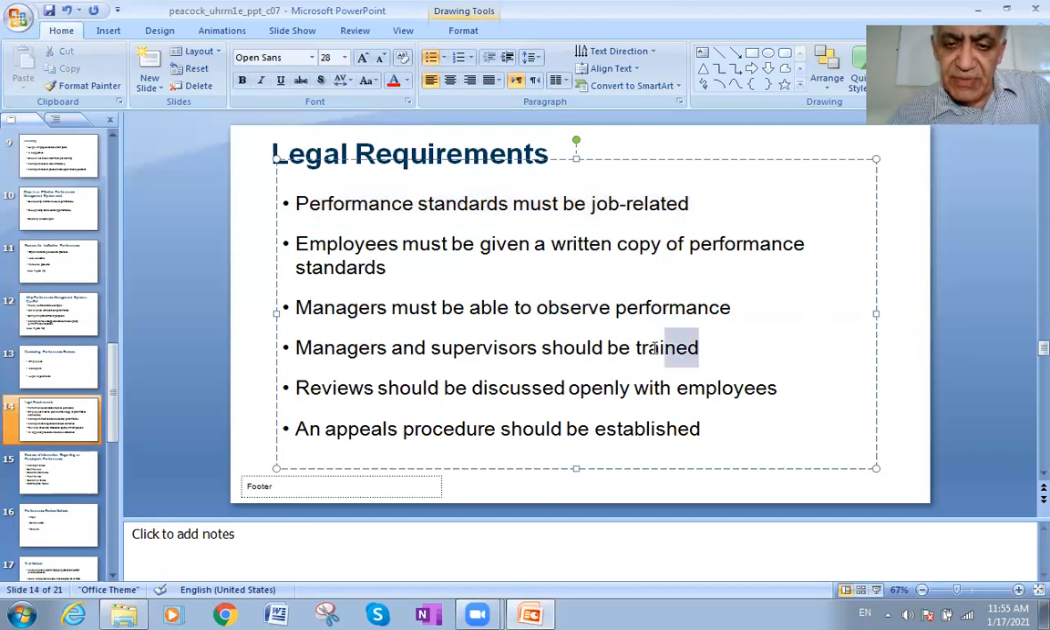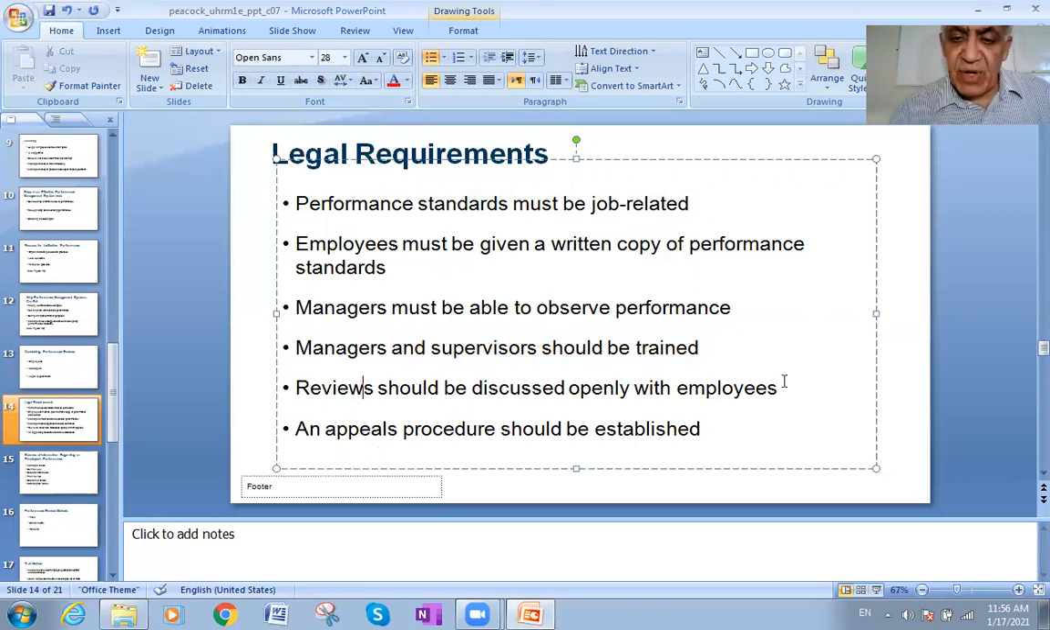Managers and supervisors should be trained. Yes, before you ask me for good skills as an employee, my trainer must be better than me because he's the one who will teach me, who will train me. So he must be better than me.